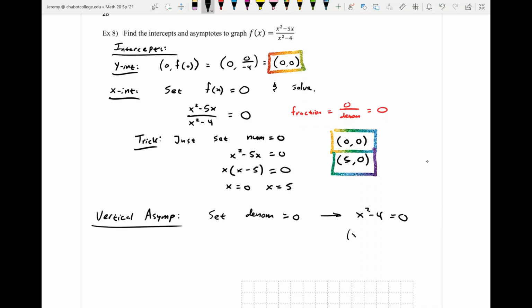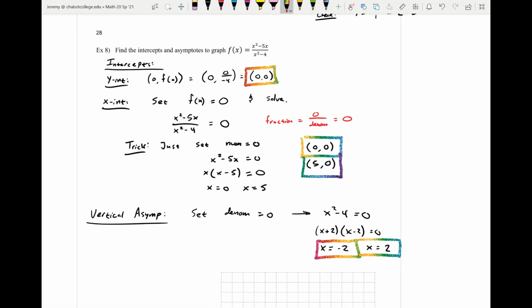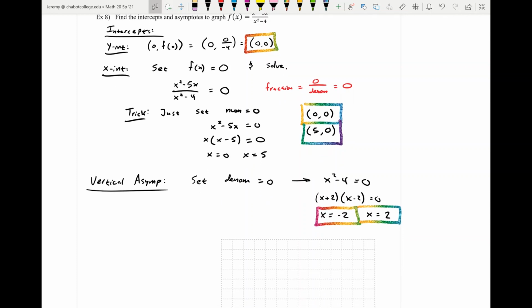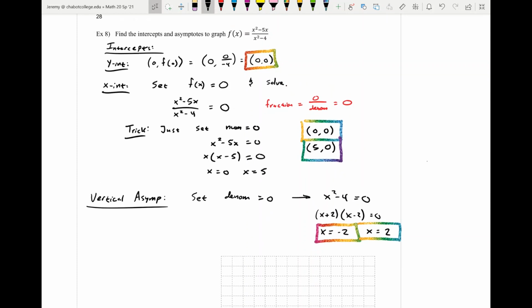So I could solve by factoring. This factors to x plus 2 times x minus 2. So I get these two solutions, x equals negative 2 and x equals positive 2. And these are just the equations of these two vertical lines, which are the asymptotes. Okay, we're moving right along here. Next, I want to find the horizontal asymptote. Remember, there's going to be at most one horizontal asymptote.